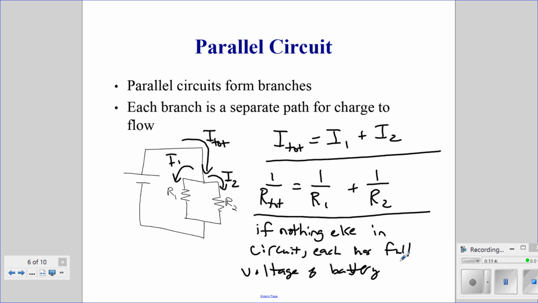This is going to be the definition for things connected in parallel. Things that are in parallel have the same voltage across them. So since resistor 1 and resistor 2 are connected in parallel, you have the same voltage across resistor 1 that you have across resistor 2. In fact, they're connected in parallel to the battery, so they each have the same voltage as the battery.